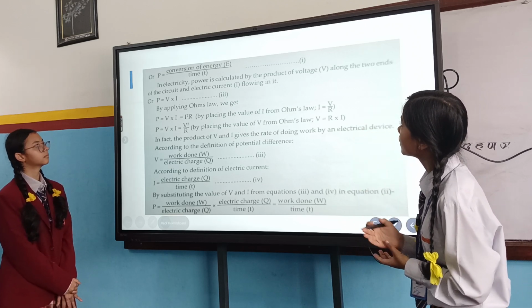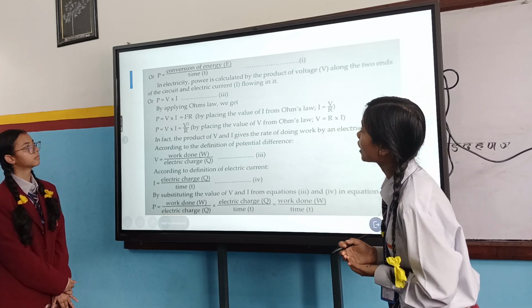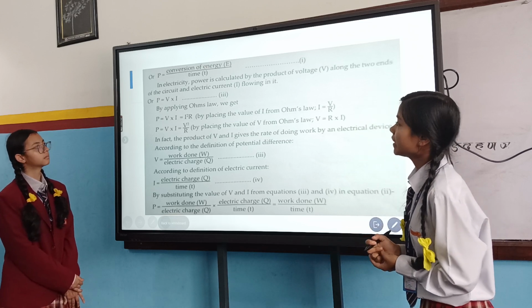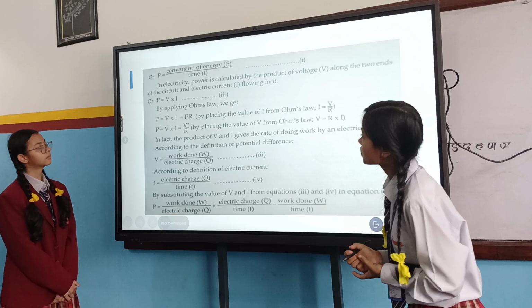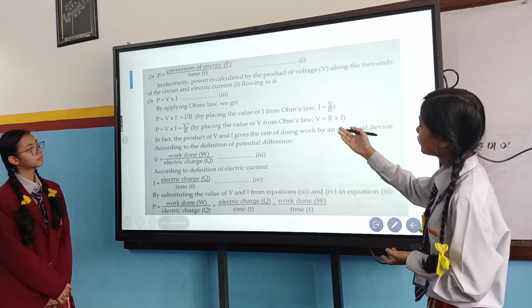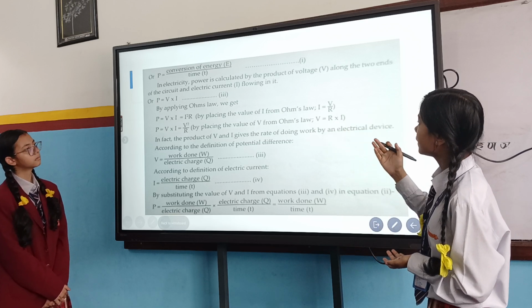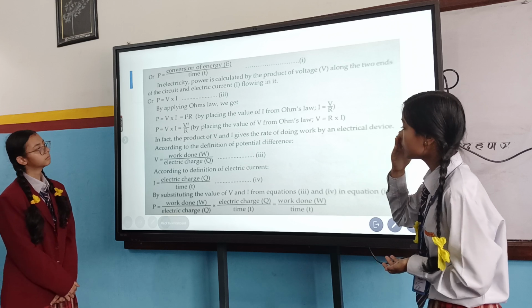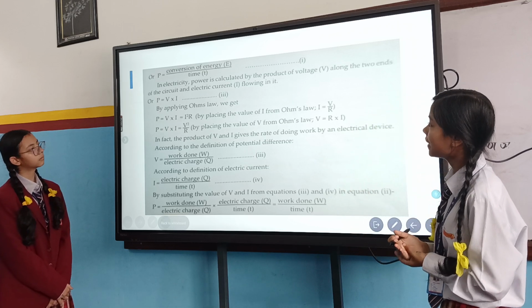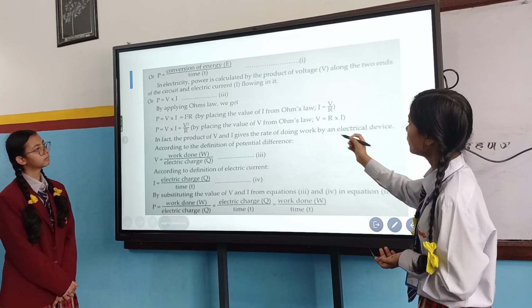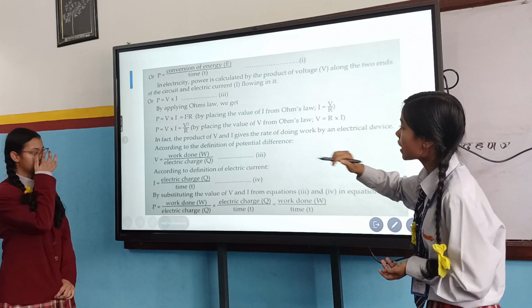That is equation three. Next, by applying Ohm's law we can get P equals V multiplied by I, which is equal to I squared R, by placing the value of V from Ohm's law, that is V equals R times I. Also P equals V times I, which is equal to V squared by R, by placing the value of I from Ohm's law, that is I equals V by R.